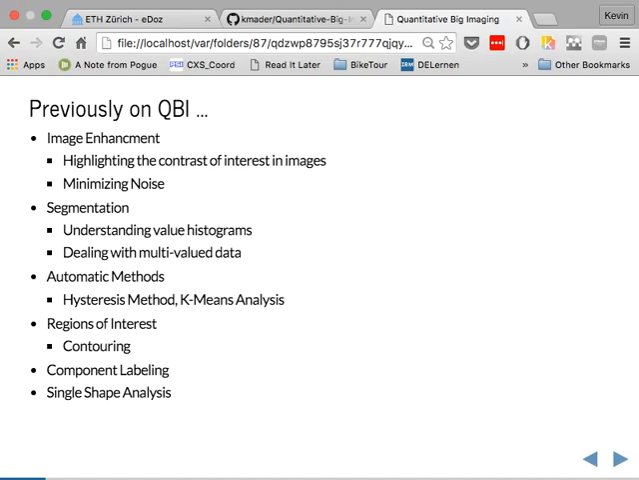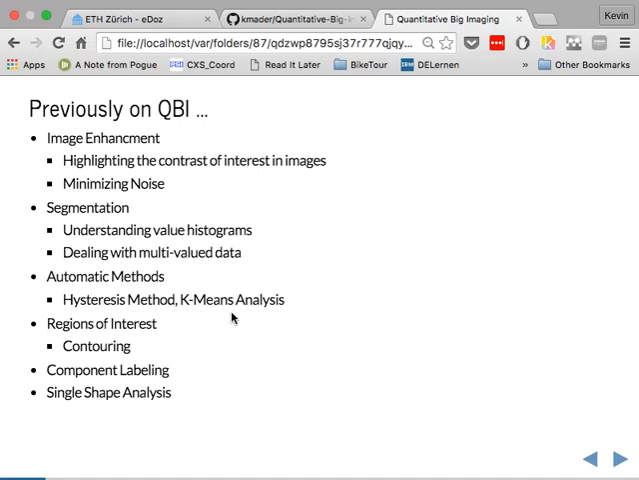So, briefly what we've done before, which is this intro part of the course. We had image enhancement. We then did the segmentation and we understood how you can segment these images into separate pieces. We can use automatic methods to process many of these image data sets and get to the point where you can extract the values you want without having to manually tune the parameters. Then regions of interest, component labeling, and single shape analysis.